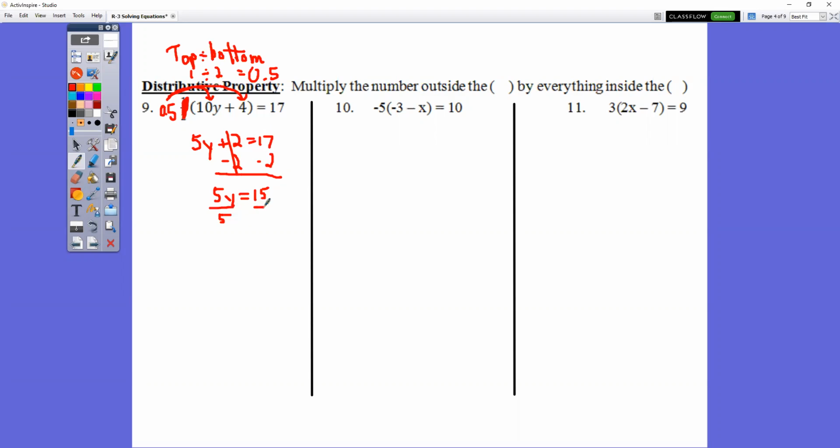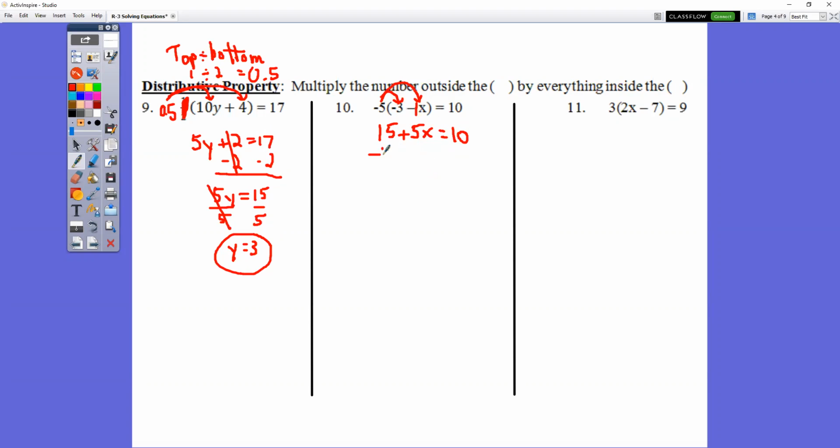Divide by 5, divide by 5, and we get y equals 3. In question number 10, be very, very careful with negatives. Distribute, distribute. We want to distribute with that -5. So -5 times -3 is a positive 15. -5, now there's really a 1. Anytime that you have a letter all by itself, remember that there's really a 1 in front of it. So -5 times -1 is a positive 5x, or plus 5x equals 10.